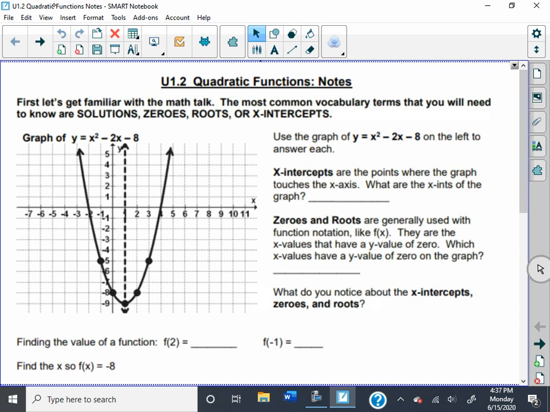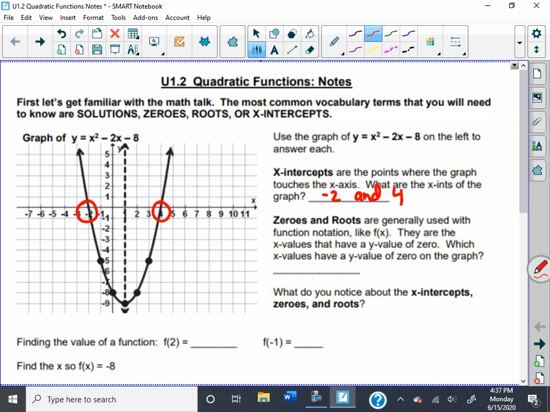It says x-intercepts are the points where the graph touches the x-axis. What are the x-intercepts of the graph? So we can see where the graph crosses the x-axis, here at +4, and then again at -2. All right, so the order doesn't matter, but -2 and also +4, those are called the x-intercepts.